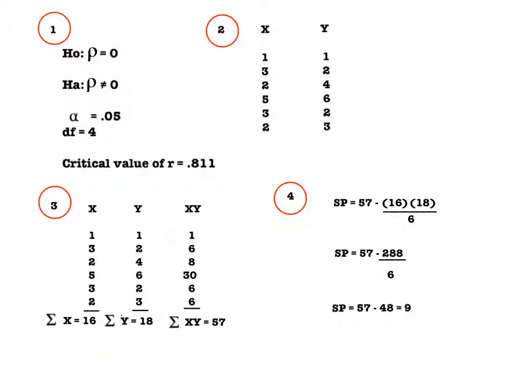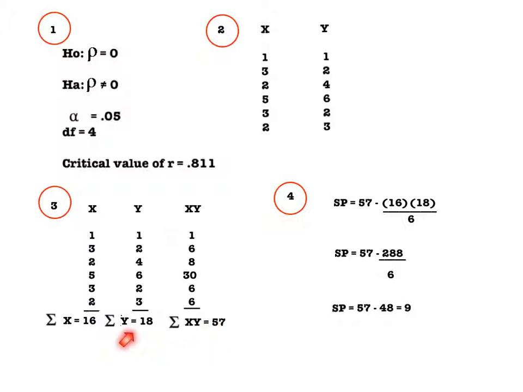The first thing that we need to do by our formula is calculate the sum of the products. In order to do that, we're going to need the sum of the cross products, which means we take each x value and multiply it by its corresponding y value. So 1 times 1 equals 1. 3 times 2 equals 6. 2 times 4 equals 8, and so on all the way down. So when we get that, we have a sum of the cross products right here, which is 57.